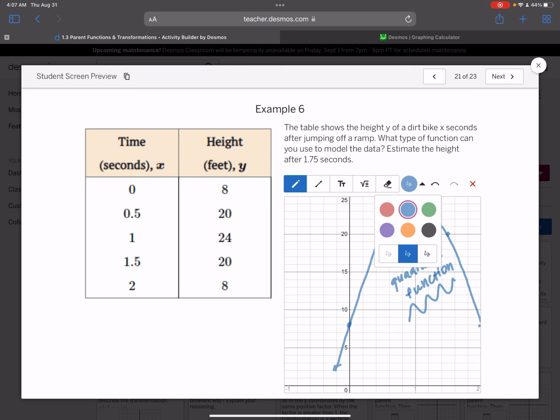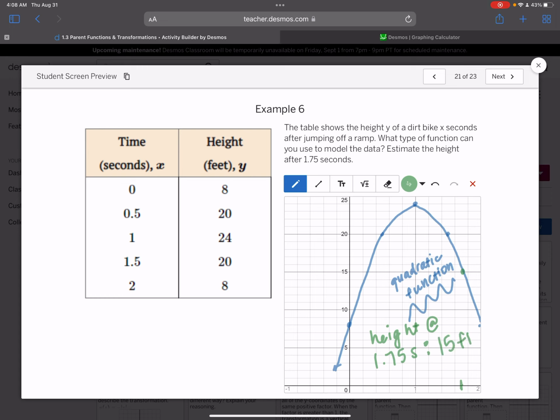And then estimate the height after 1.75 seconds. So that would be about right here. So I would say my height is going to be about 15. So at 1.75 seconds, it's going to be about 15 feet.